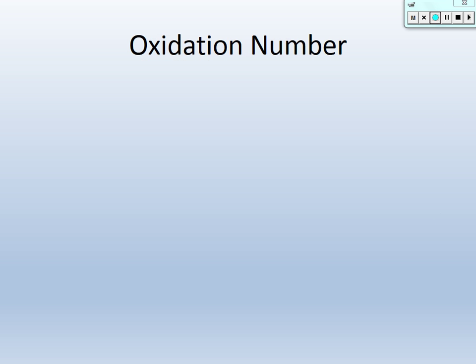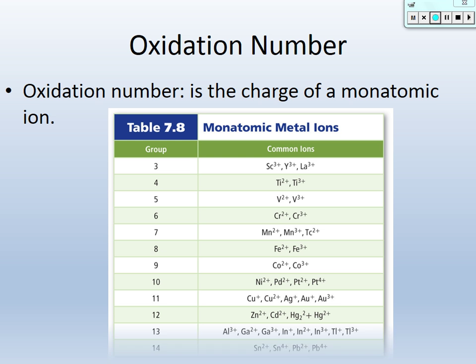All right. Now let's talk about something else. It's called an oxidation number. Oxidation number is the charge of the monoatomic ion. So when you hear somebody ask you, what's the oxidation number? Well, you just say what the charge is.